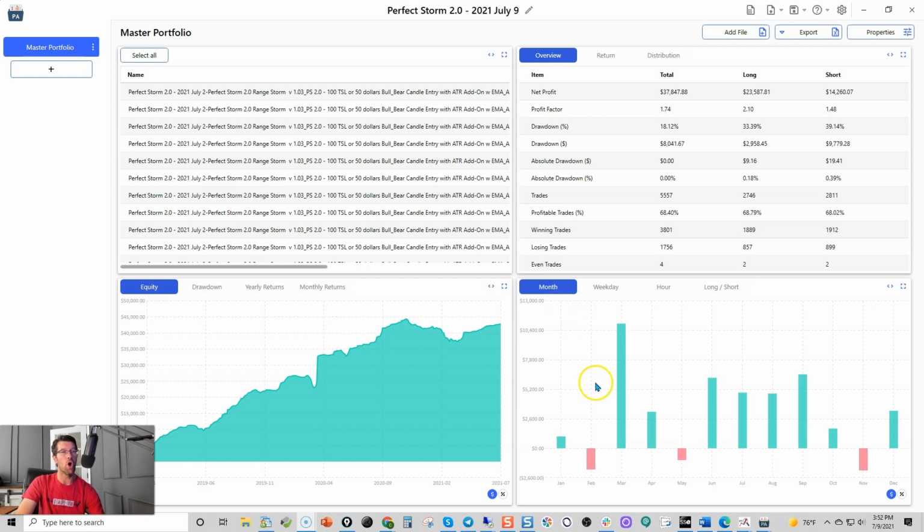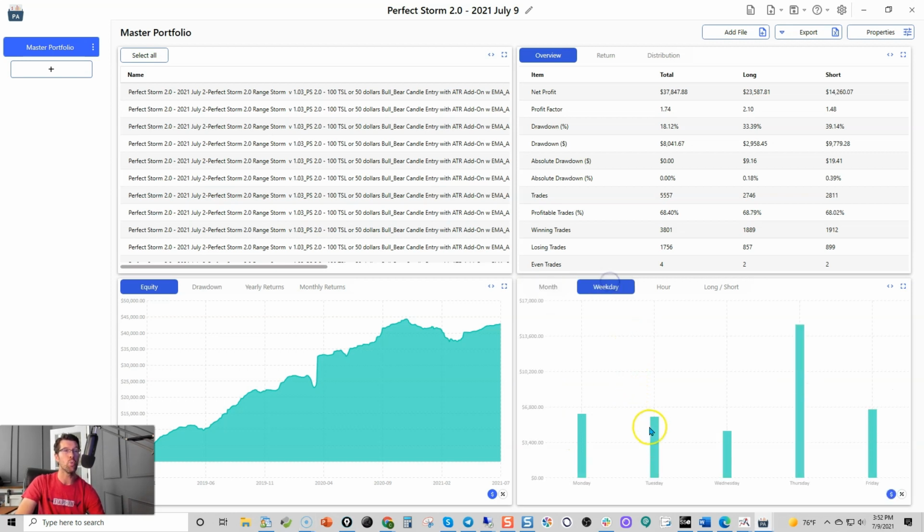So, do I want to over optimize this? Do I need to change things? Not necessarily, but what I think is interesting is you have the overall months of what's profitable, what's not. I can go into weekdays.